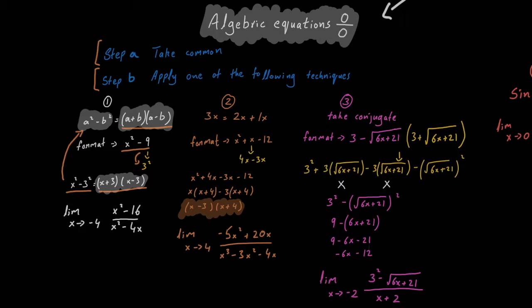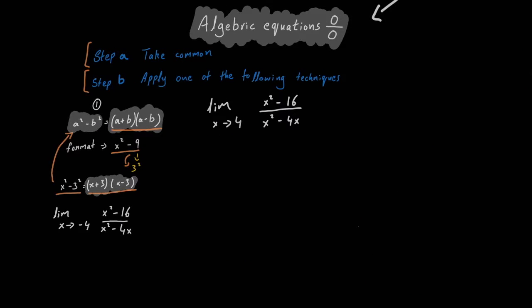Let's try solving one of the problems. Limit as x approaches 4 of x square minus 16 divided by x square minus 4x. We know that the first step towards solving any calculation limit problem is simply substitution. So we will try substituting 4 into the equation. It would become 4 square minus 16 divided by 4 square minus 4 into 4, which is 16 minus 16 divided by 16 minus 16. The answer is 0 divided by 0.